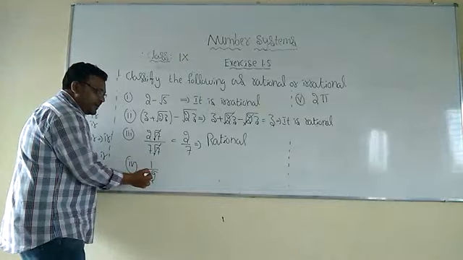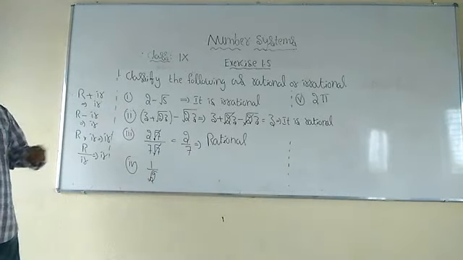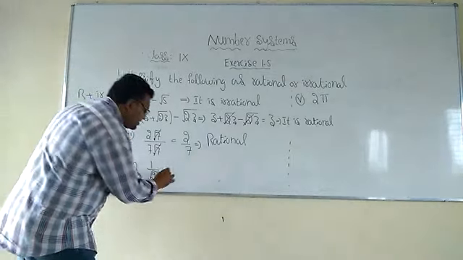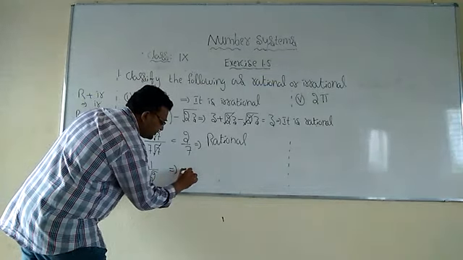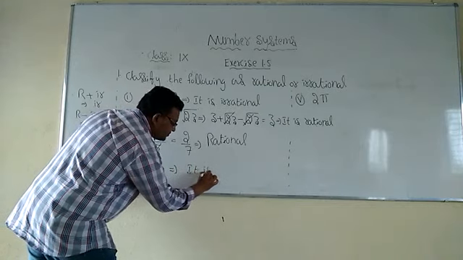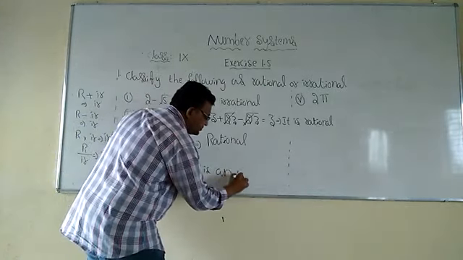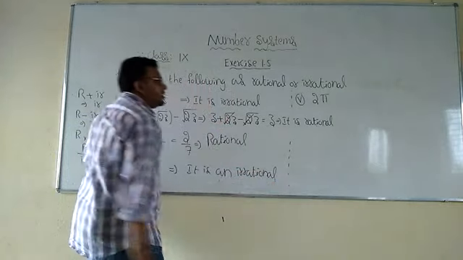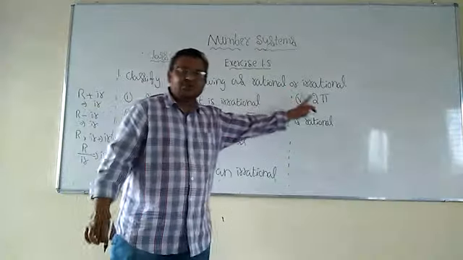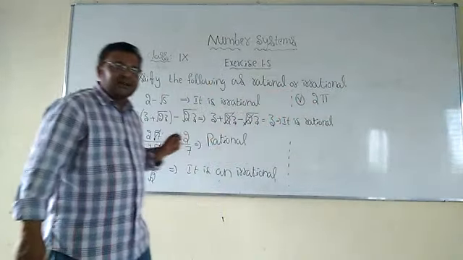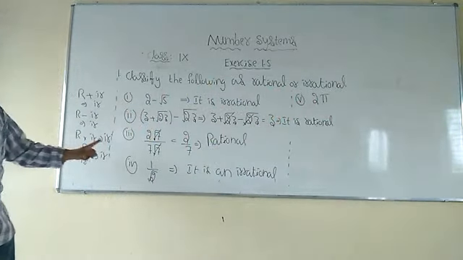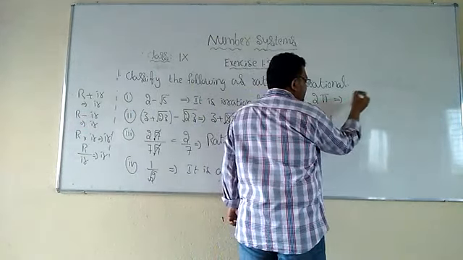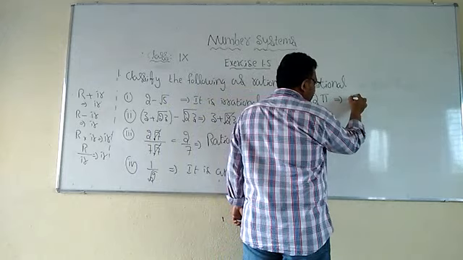Next, 1 by root 2. In the properties, I told that division of rational and irrational gives irrational only. So 1 by root 2 is an irrational number. And the next, fifth one, 2 pi. 2 pi means 2 into pi. Here the product of rational and irrational also gives irrational only. So 2 into pi means the result will be irrational.